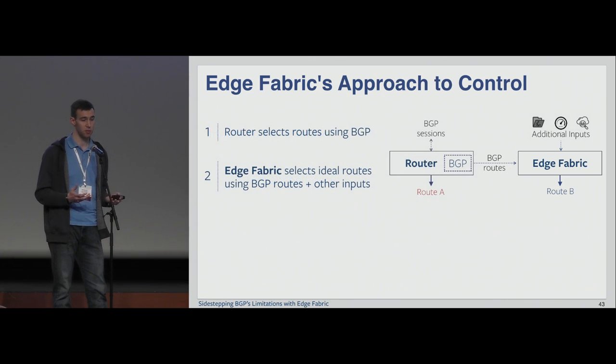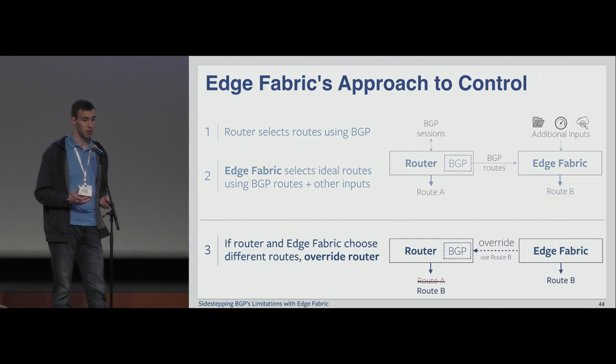So our router and Edge Fabric have chosen different routes. We need to resolve this. The way we handle that is, in this case, Edge Fabric injects an override to that router using BGP, which I'll go into a little bit later, and forces that router to select the route that Edge Fabric prefers.